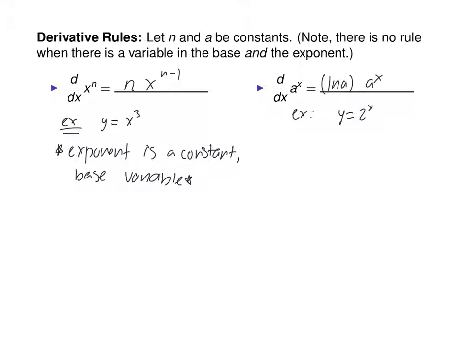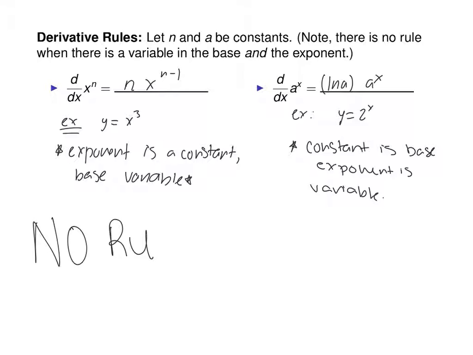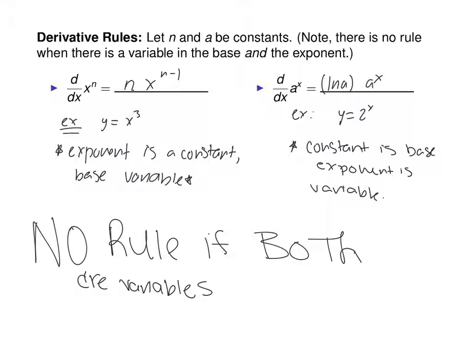With this one, what's different? The constant is the base, right? And the exponent is the variable. I'm going to write in really big letters: there is no rule if both are variables. Do you know what I mean by both?